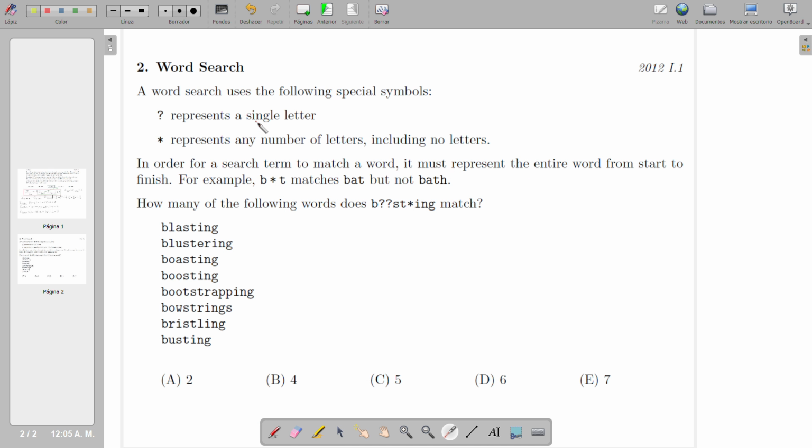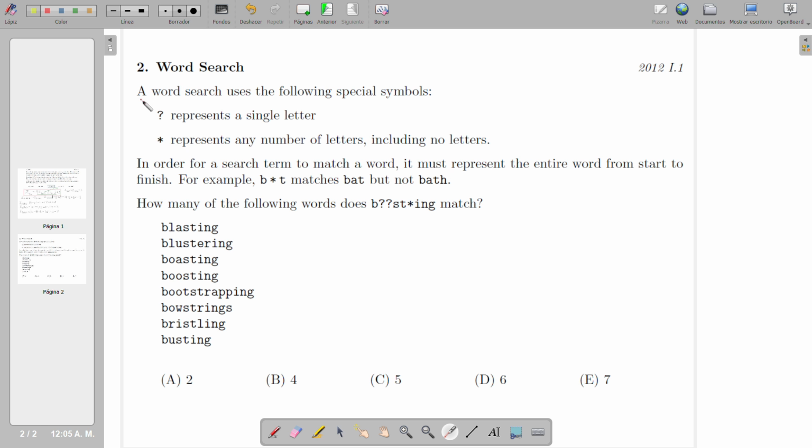Hello everyone. So we will continue answering from the applying rules section from the book Computational and Algorithmic Thinking by David Clark. And this is exercise number 2, word search.